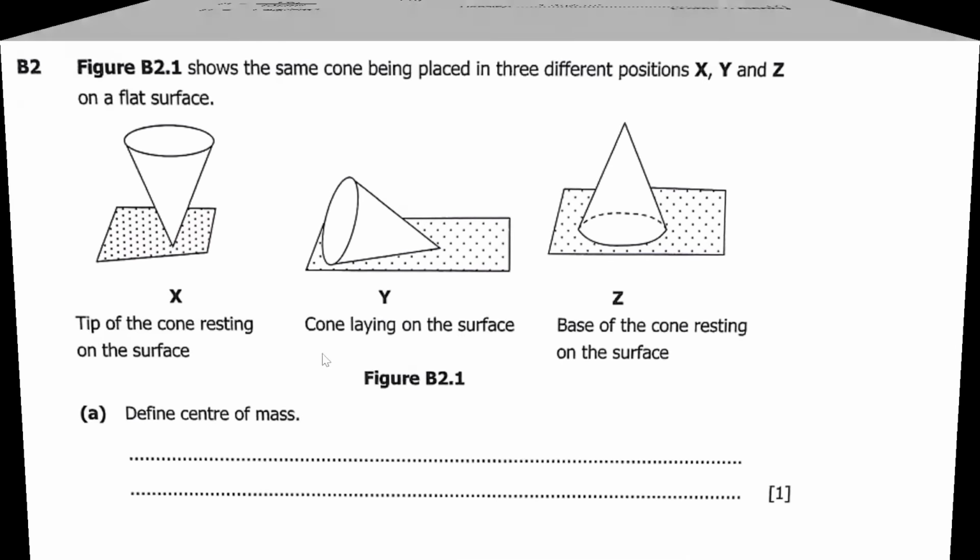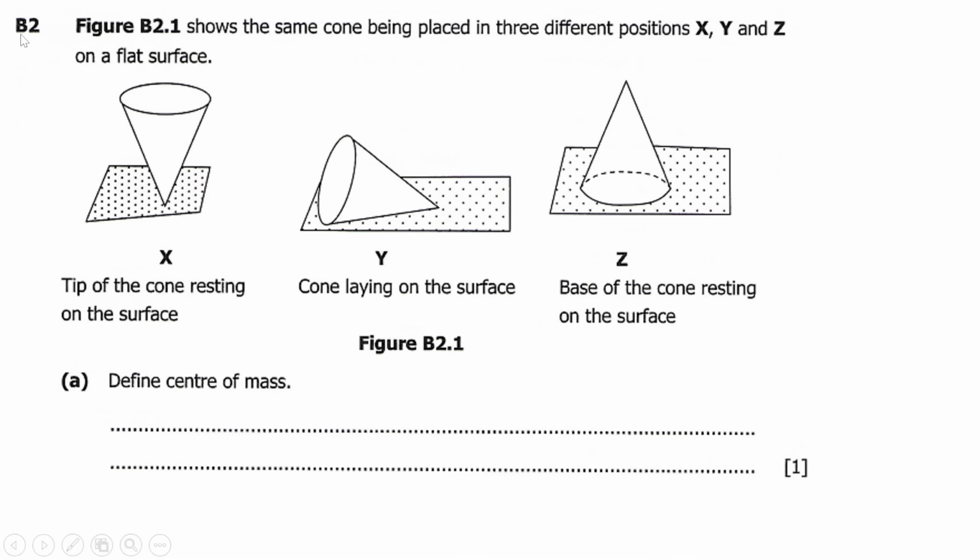Then you move to question B2, which says figure B2.1 shows the same cone being placed in 3 different positions, X, Y, and Z, on a flat surface. So we have cone X in position X, position Y, position Z of the same cone. Then A, they are saying define center of mass.